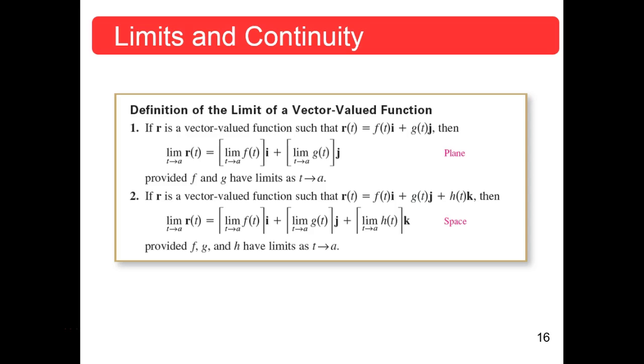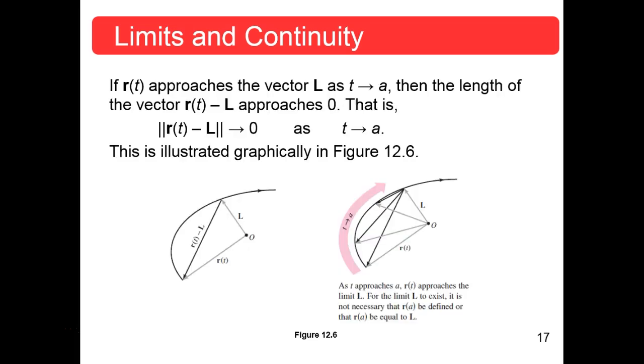Now, if it's in free space, f of t i, g of t j plus h of t k, then the limit as t approaches a of R of t would be the limit as t approaches a of f of t i, g of t j, h of t k, provided f, g, and h all have limits as t approaches a. These are in the plane, these are in space. So the limits, hopefully, are exactly what you expect them to be, and indeed they are. Nothing new, big, nothing you have to fiddle with just because they're vector functions. Just basically plug it in, okay?